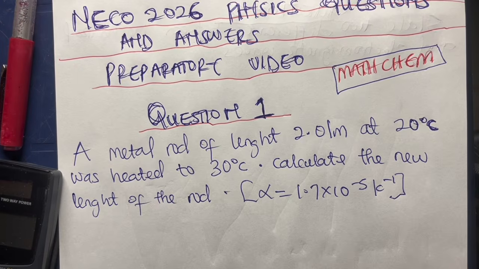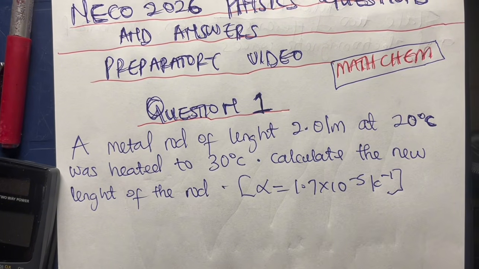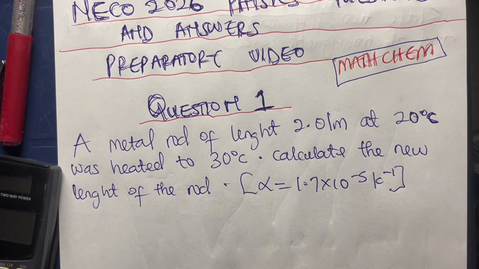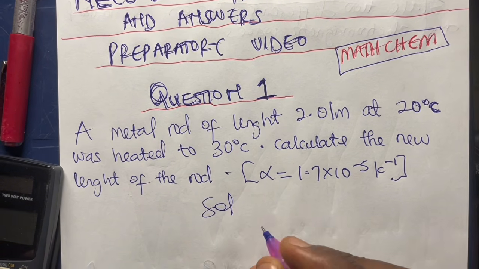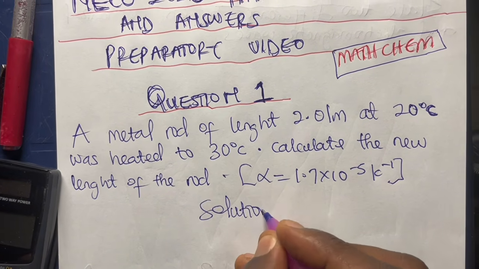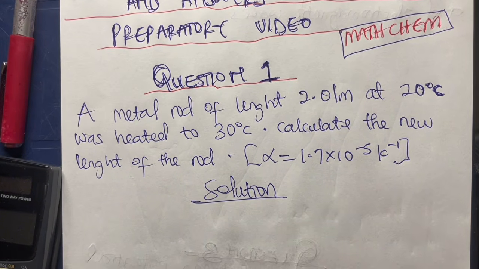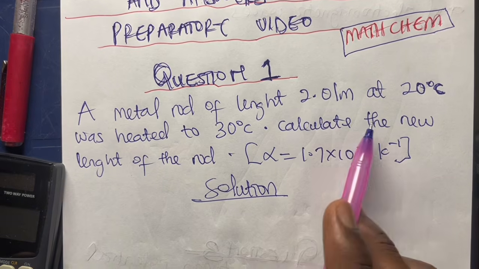So let's start immediately. This is under expansion, expansivity. You know, in the SS1 physics textbook, New School Physics, you have what we call linear expansivity and cubic expansivity. So this particular one is under linear expansivity. So let's solve it very fast. So this is the question.